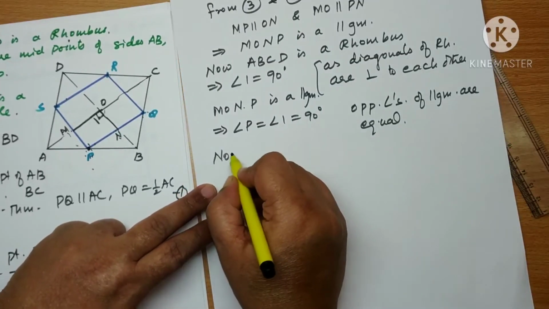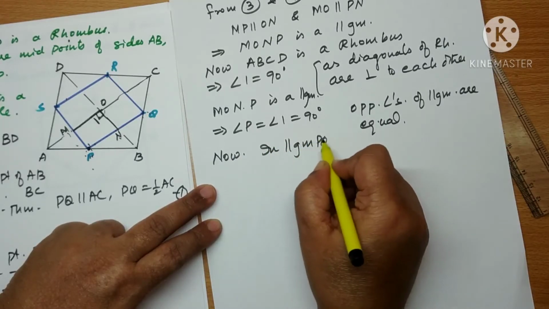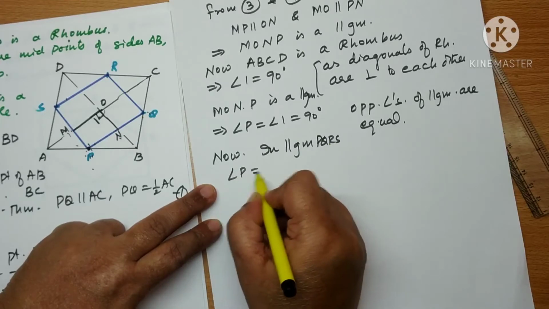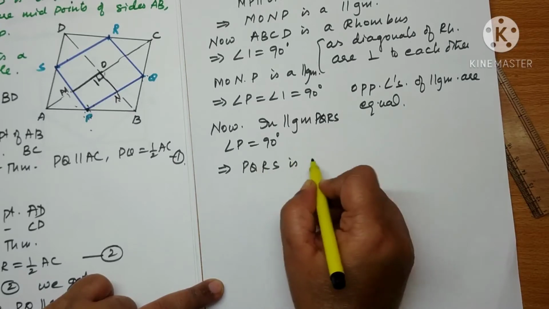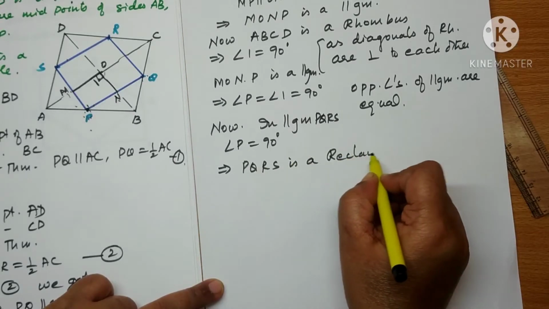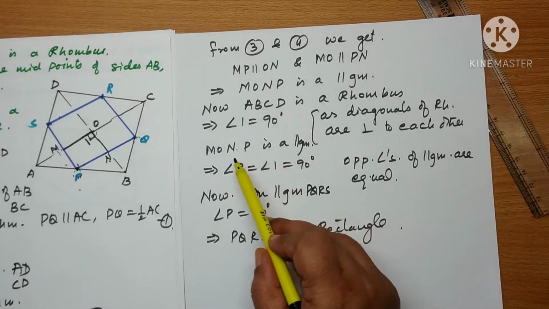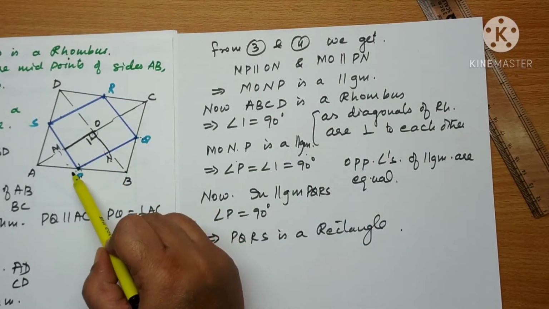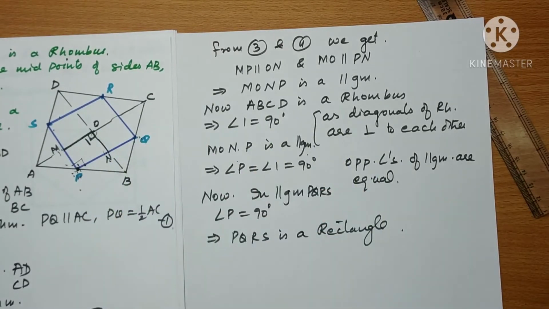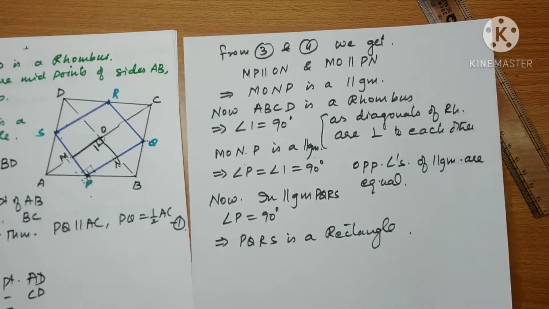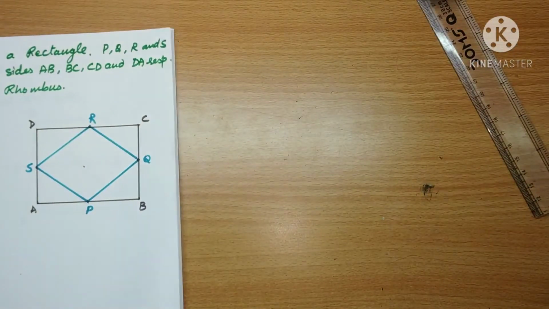Now, in parallelogram PQRS, angle P is 90. This implies PQRS is a rectangle. We had to prove it a rectangle. So we got this a parallelogram. PQRS is a parallelogram with angle P 90. Therefore, it's a rectangle. So keep the definitions and the properties in mind.